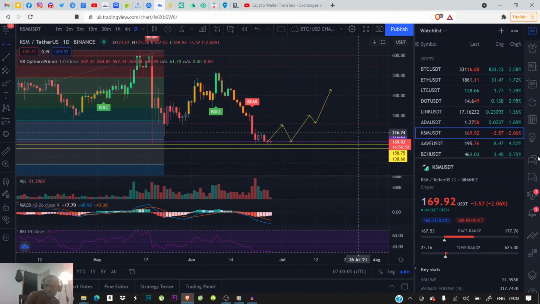So I'm on the KSM chart now. You can see it took how many days? Several days here for it to call a bull here. You understand? But you can set the alert, and I'll show you how to do that.